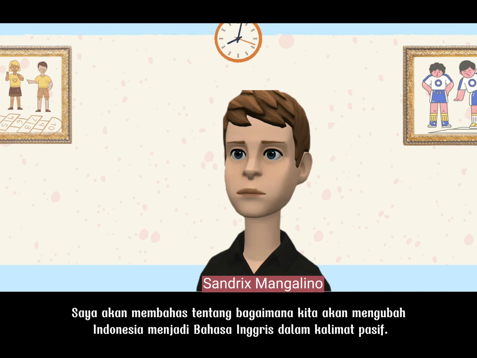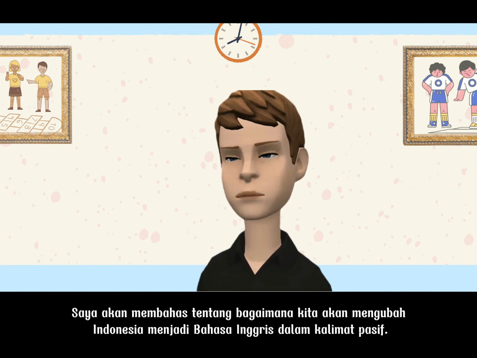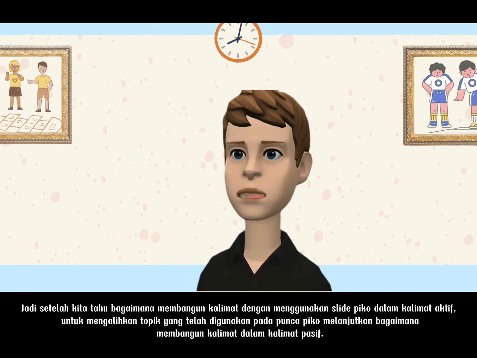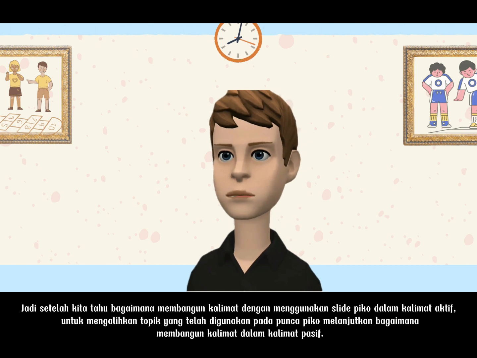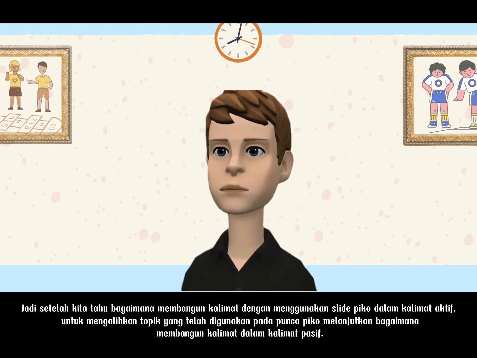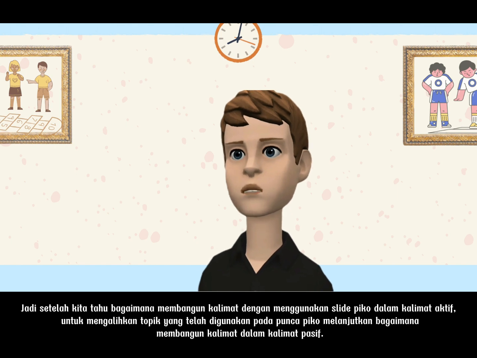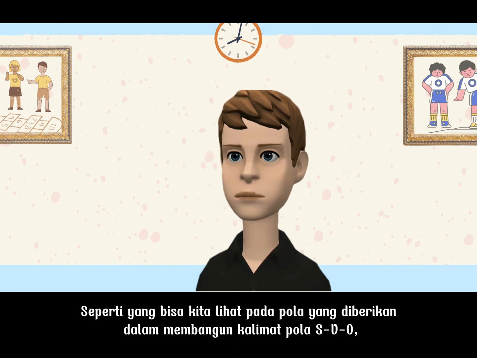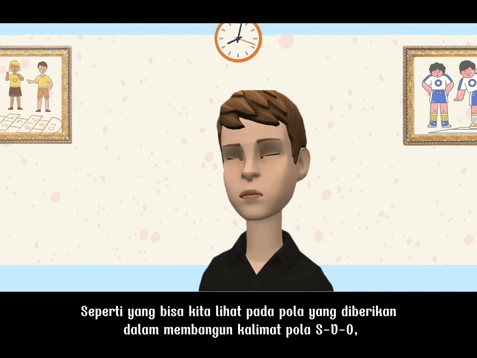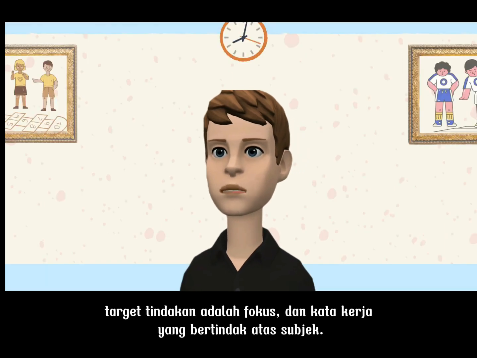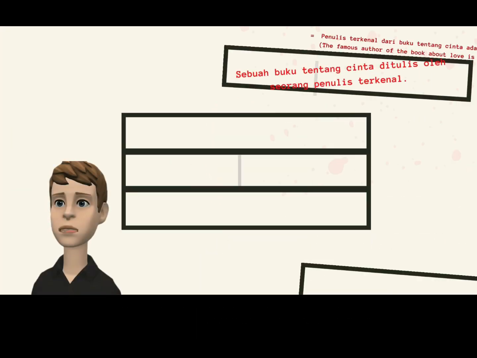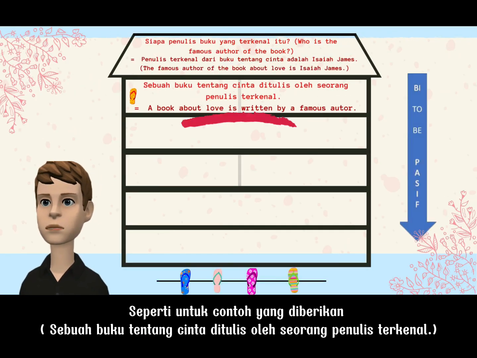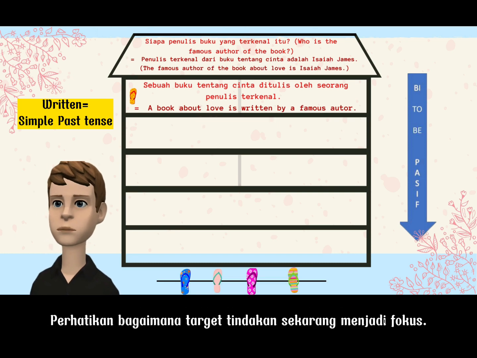I will discuss on how we will convert Bahasa Indonesia to Bahasa English in passive sentences. So, after we know on how to construct a sentence using the Pico slides in active sentences, let's use the Pico slides on how to construct a sentence in passive voice. As we can see, in the given pattern for constructing a passive sentence, the action target is the focus and the verb acts upon the subject. Like for the given example, a book about love is written by a famous author. Notice how the target of the action is now the focus.